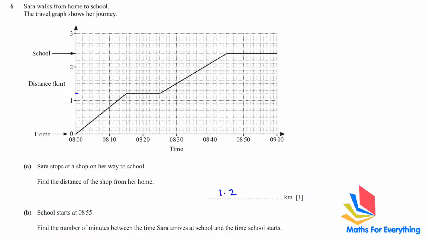School starts at 8:55. Find the number of minutes between the time Sarah arrives at school and the time school starts. So she arrives at school at, each one line is 1 minute, so she arrives at school at 8:45 and she has to wait till the school starts at 8:55. So the time between is 10 minutes.